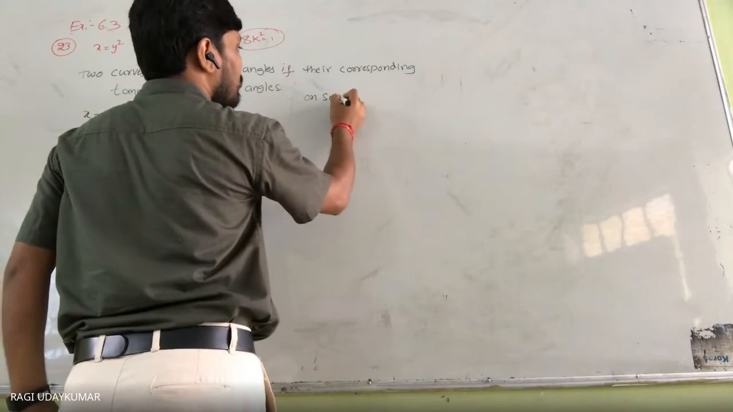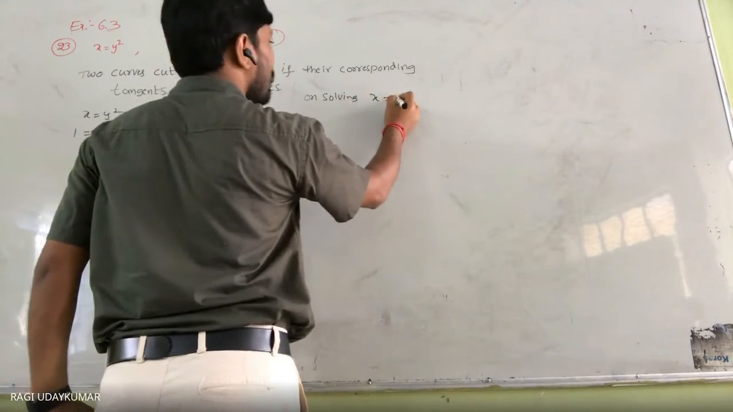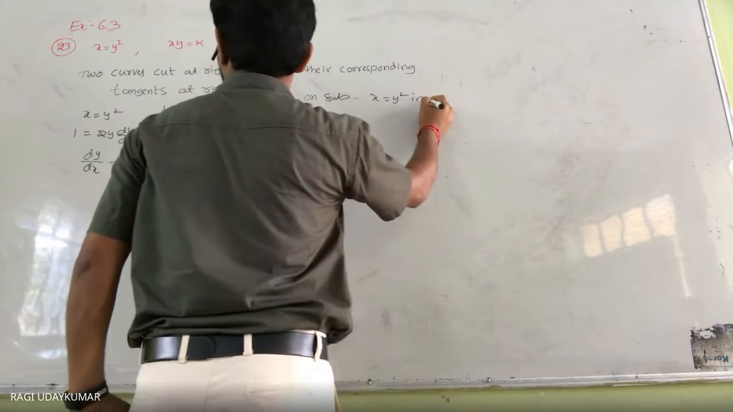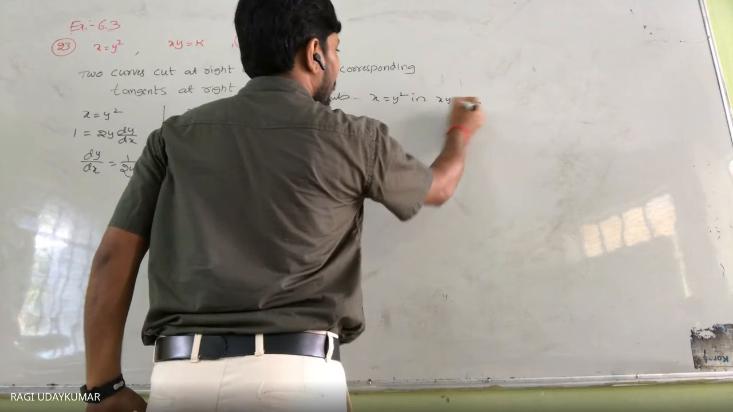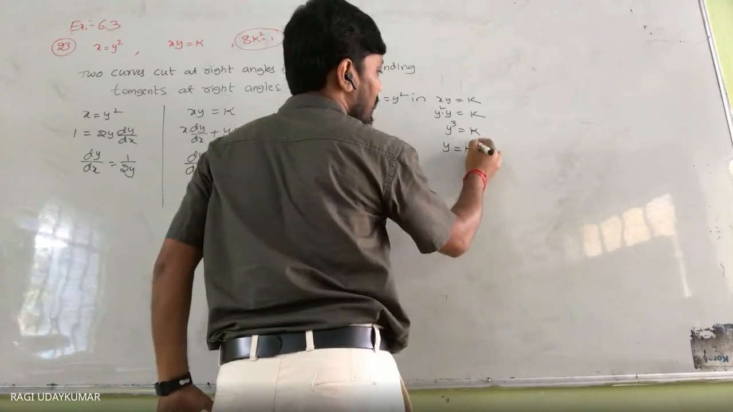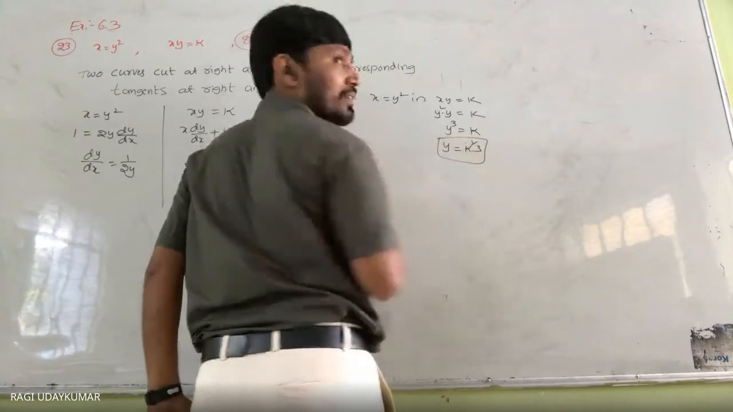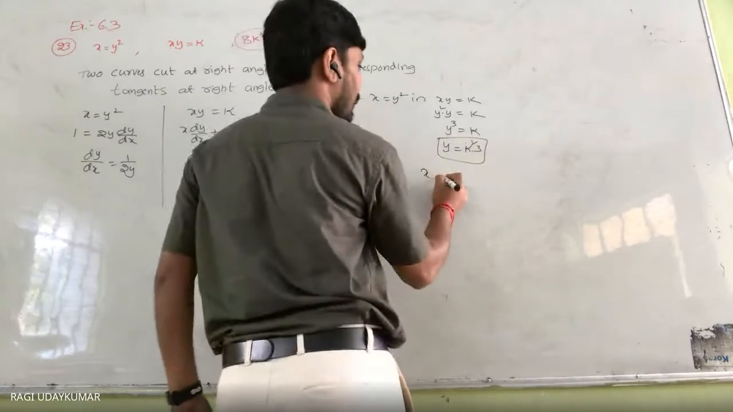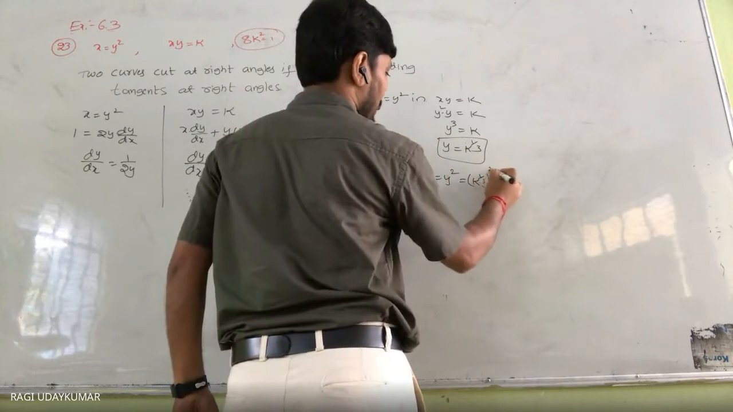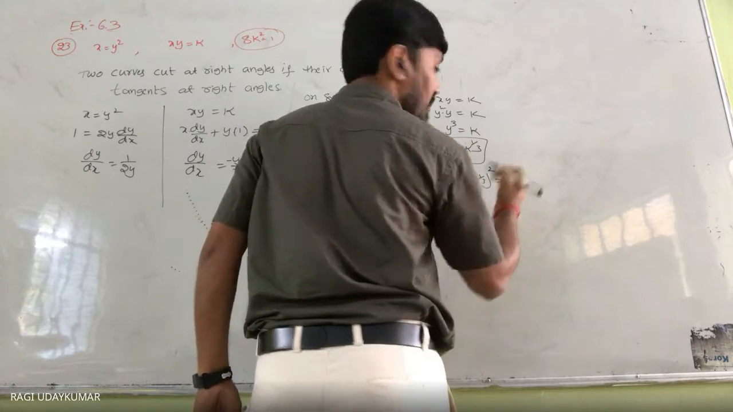On solving, x is equal to y square. Otherwise, on substituting in xy is equal to k, so y square into y is equal to k. Y cube is equal to k. Y is equal to k power 1 by 3. And x is equal to y square, so k power 1 by 3 whole square, so k power 2 by 3.